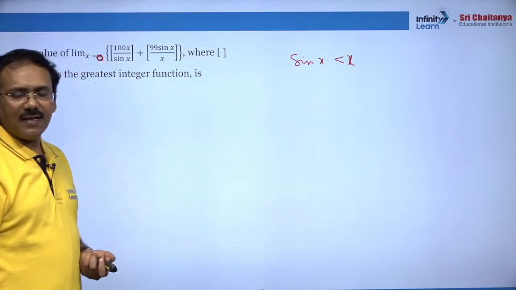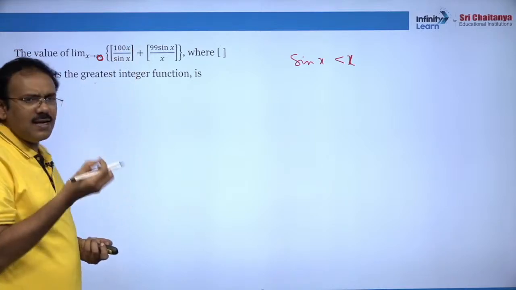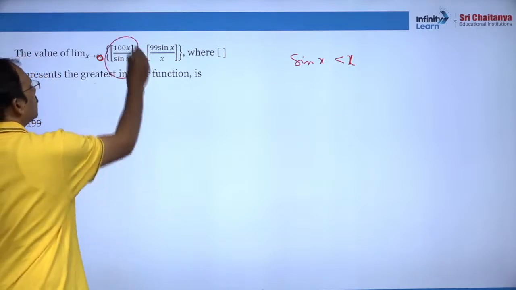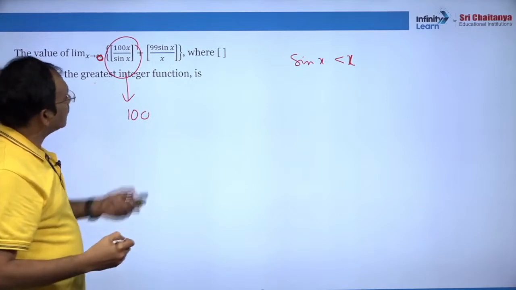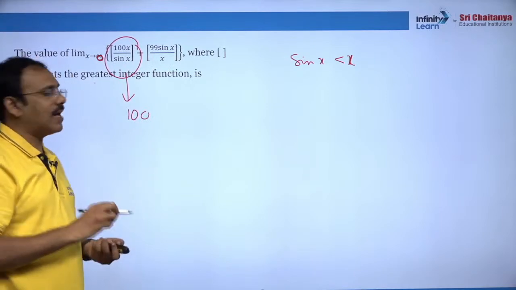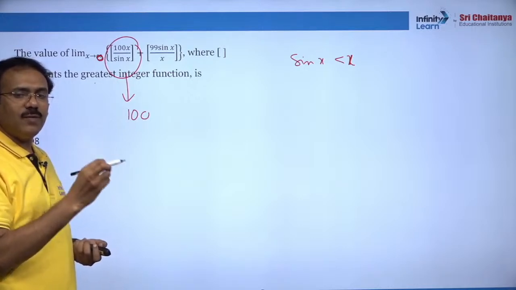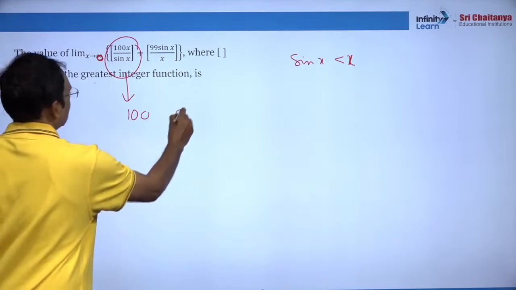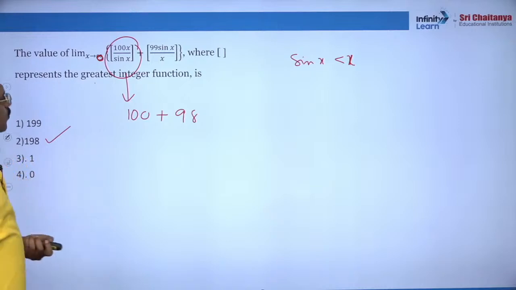Am I correct? Slightly less than x. So, x by sin x is slightly more than 1, into 100 means 100 point something, whose step will become 100. You see here, sin x by x is slightly less than 1. So, 99 into slightly less than 1 means you will get 98 point something, whose step is 98. So, 100 plus 98, 198 is going to be the answer.